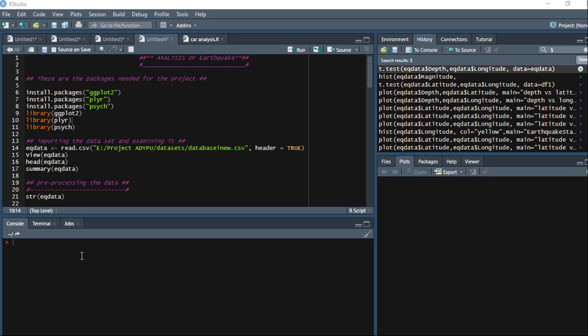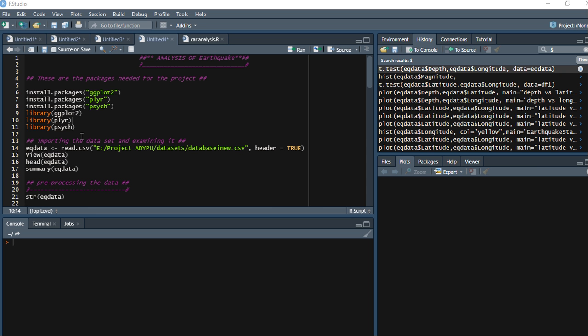The next package is plyr. plyr is basically the split-apply-combine paradigm for R. The plyr package is a set of clean and consistent tools that implement the split-apply-combine pattern in R. This is an extremely common pattern in data analytics. You solve a complex problem by breaking it down into small pieces, doing something to each piece, and then combining the results back together again.